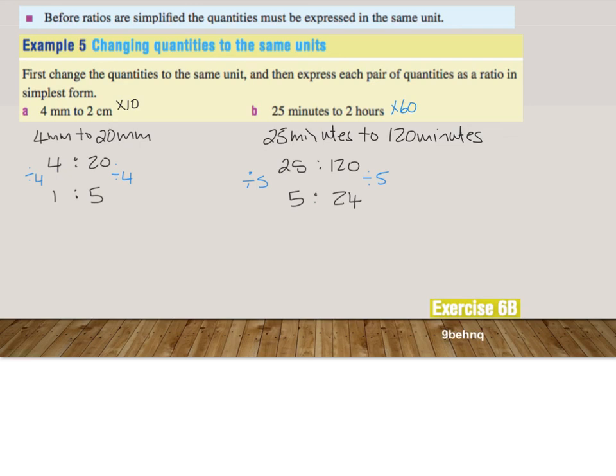Please make sure that after you've done 9 B, E, H, N and Q, that you do mark your work so that we can see if there's anything that I need to help you with.